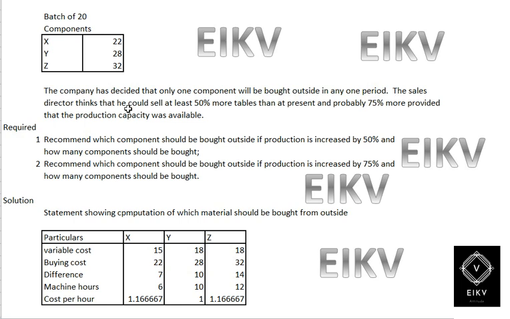The sales director thinks that he could sell at least 50% more tables than at present and probably 75% more, provided that the production capacity is available. Required: Number 1. Recommend which component should be bought outside if production is increased by 50%, and how many components should be bought. Number 2. Recommend which component should be bought outside if the production is increased by 75%, and how many components should be bought.